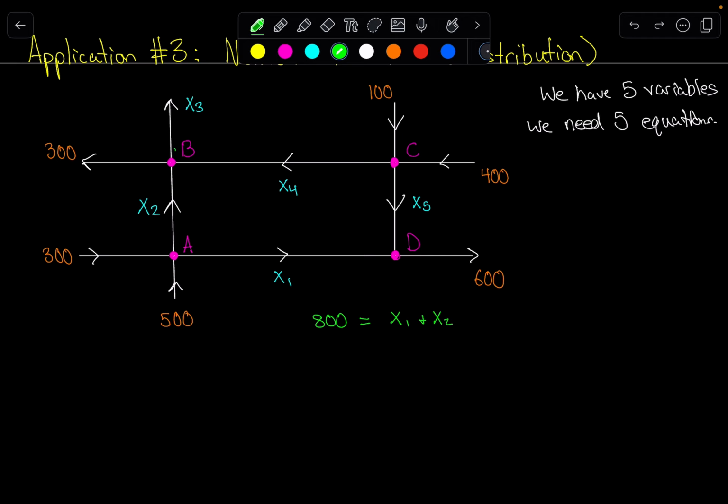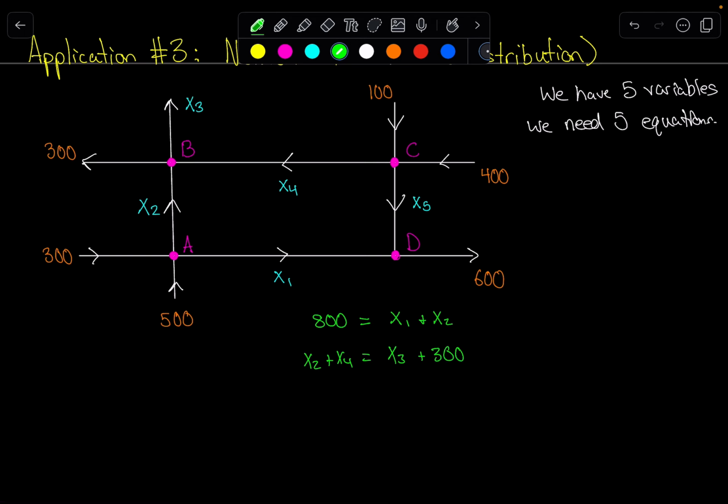So let's go to the next intersection over here. How many cars do we have coming in? Well, coming in, we have X2 and X4 of them. And how many going out? We have X3 and then another 300. So from this second intersection, we can create the equation. We have X2 going in plus X4 going in, and that should equal my X3 coming out plus 300.